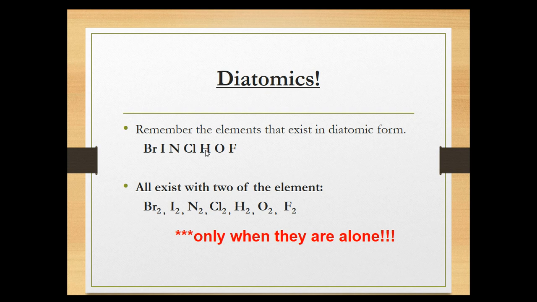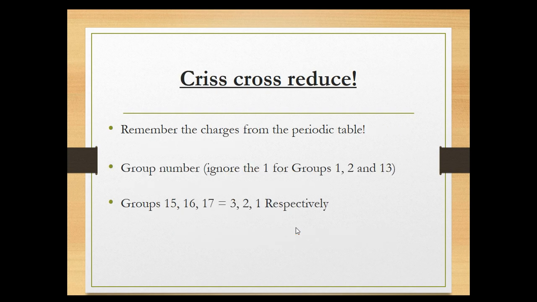So the two things you have to really remember before we jump into this are our Brinkelhoff or our diatomics. These are the elements that exist in diatomic form, so bromine, iodine, nitrogen, and so on and so forth. When they are alone, only when they are alone, do they exist with a buddy. So Brinkelhoff is always going to be represented with a 2, iodine has a 2, and so on and so forth. Again, this is only when they are alone. Don't try to do this when they're in a compound.